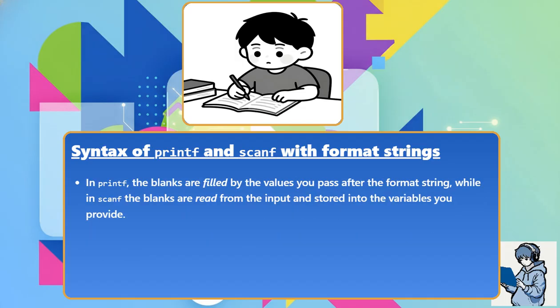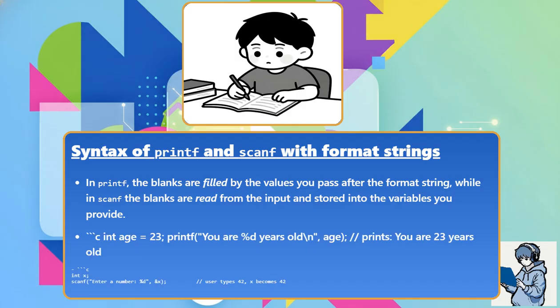In printf, the blanks are filled by the values you pass after the format string, while in scanf, the blanks are read from the input and stored into the variables you provide. Declare an integer age equal to 23. Call printf with the format string "you are %d years old\n" and the argument age, which prints "you are 23 years old." Declare an integer x, call scanf with the format string "enter a number %d" and the address of x. The user types a number and x receives that value.